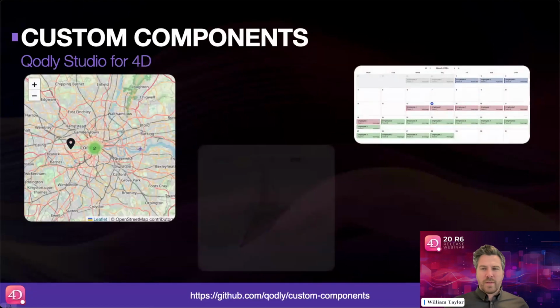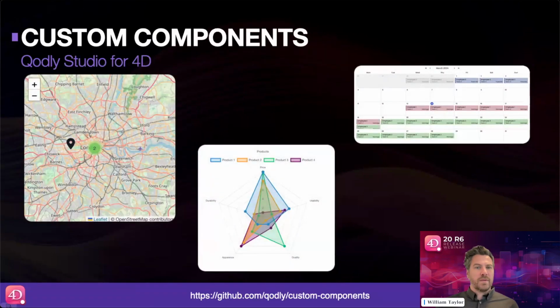Now, what if you can't find the UI component for your needs? Well, don't worry. Thanks to custom components, you have the freedom to add whatever you need, from specific widgets like advanced data visualizations, like that bar chart, or a Gantt graph, or maps, or calendaring components. Many custom components are already available on GitHub, making it incredibly easy to extend your apps with just a few clicks.